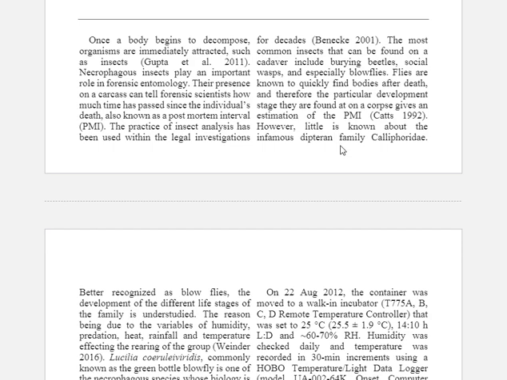"Little is known about the infamous Dipteran family." Don't use things like "infamous" necessarily. This is a qualitative word. And while it makes it a little bit more interesting, that is a personal preference. Because for other people, Lucilia corvidus may not be infamous. Maybe they love it. Who knows? So again, every term you use, make sure you are using it for a reason.